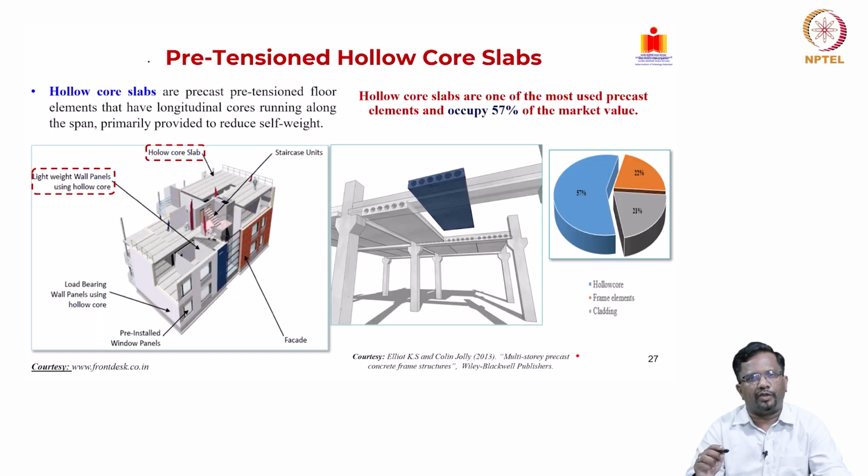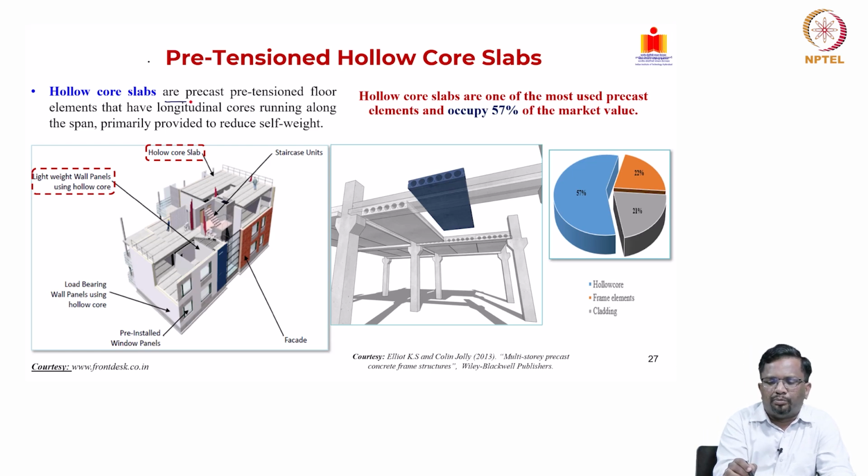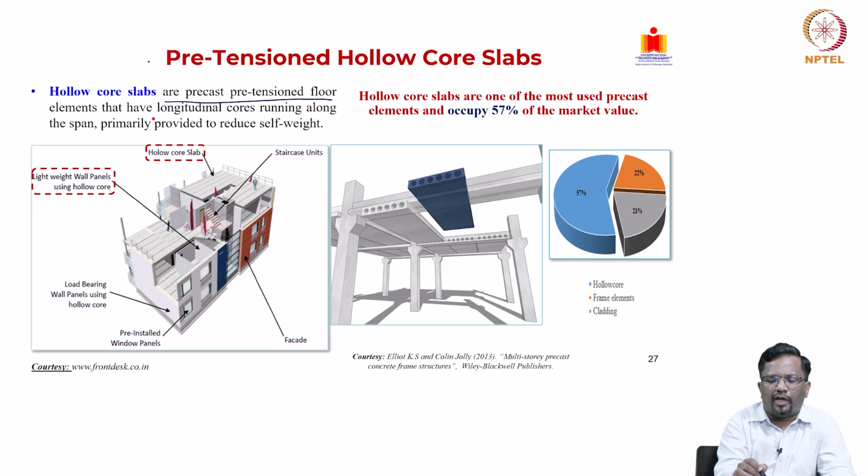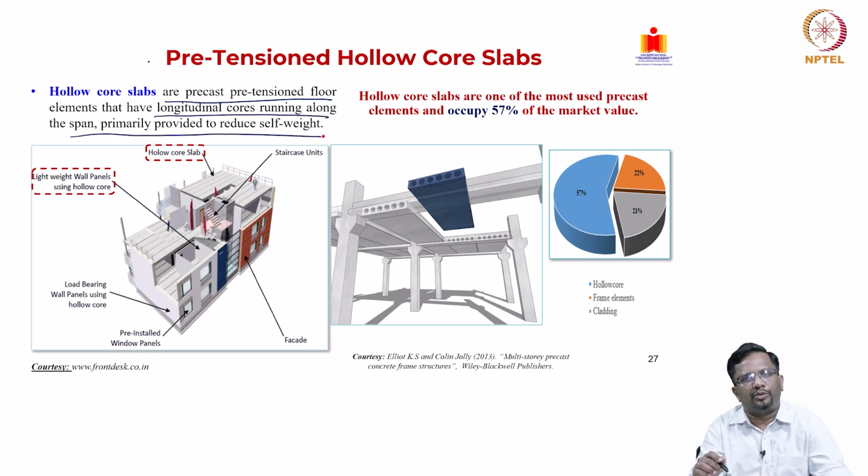Now, one more thing. When it comes to one-way slab, hollow core slabs are very commonly utilized in commercial buildings as well as in residential construction. They are precast, pre-tensioned floor elements, because they are made using the long line method of casting, and typically they have a longitudinal core running along the span, primarily provided to reduce the self weight. As you know, slab weight is the major dead load contributor in a typical residential and office building. So, if I can remove the area, and these are typically flexure governed, okay, shear flexure governed.